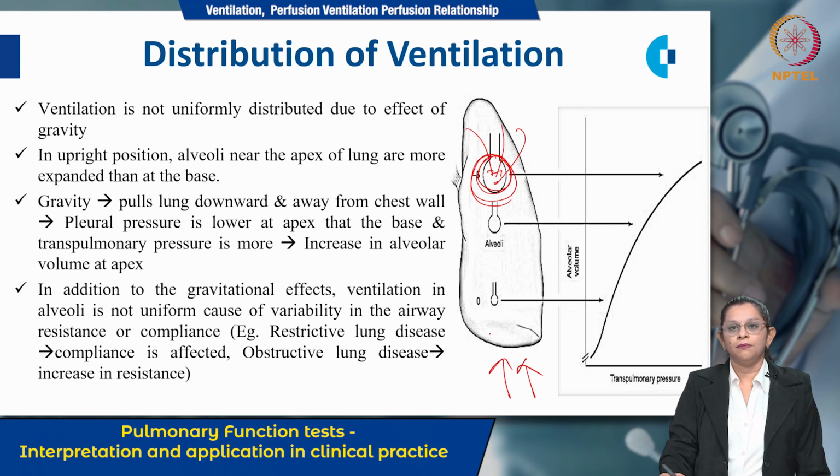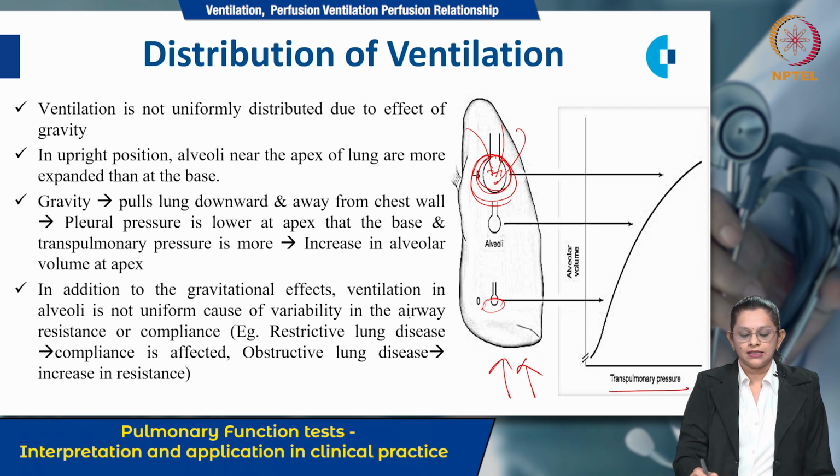Whereas in the base of the lung, the alveoli are smaller in size because the alveolar pressure is comparatively low in the base of the lung compared to the apex of the lung. So, you can see in this graph that the ventilation is higher in the apex of the lung, and comparatively it is lower at the base of the lung because of the changes in the transpulmonary pressure or the intraalveolar pressure. Gravity alone is not the reason for this distribution of ventilation in the lungs.